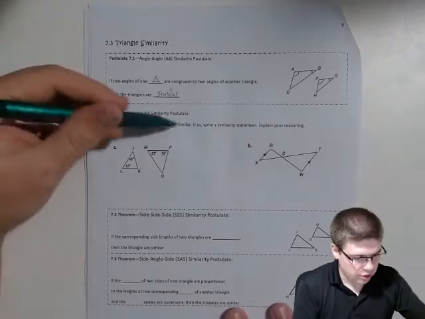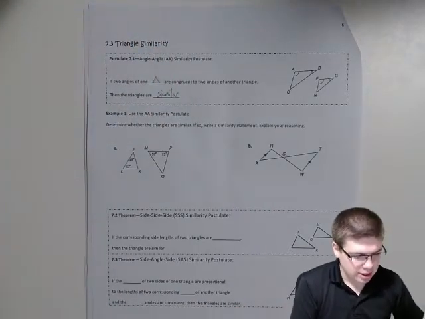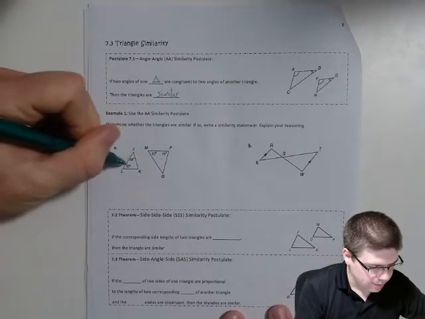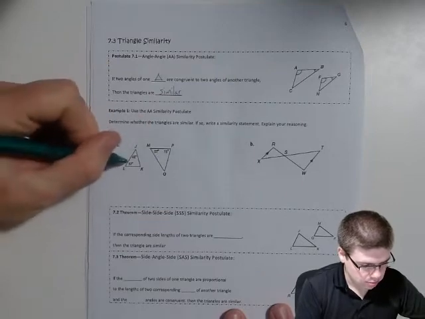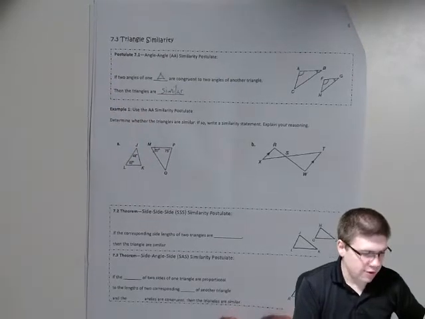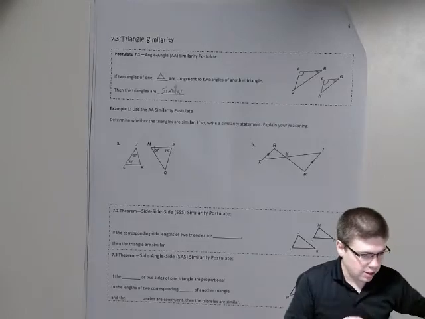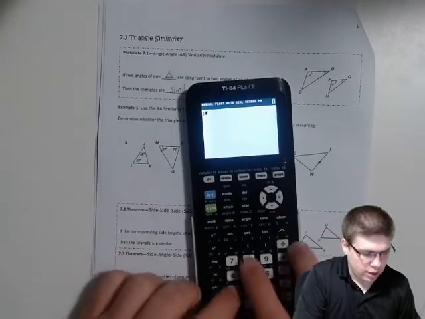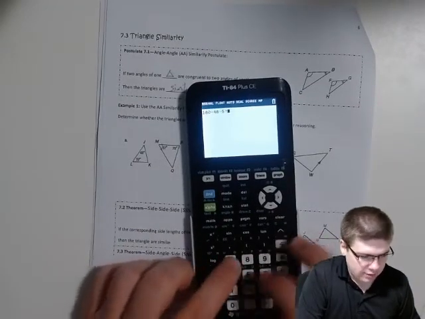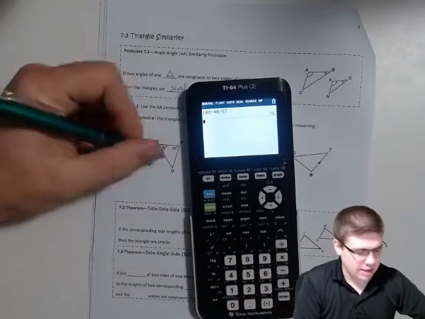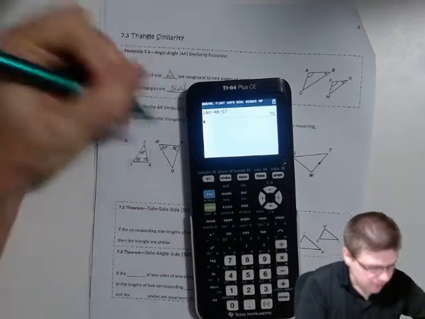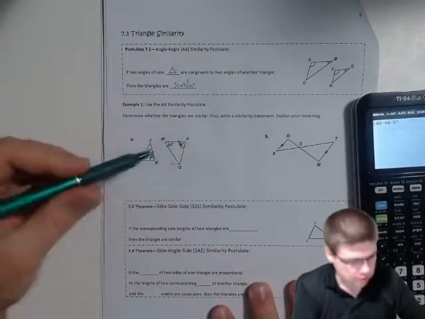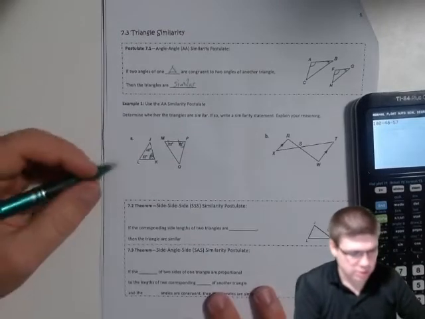So determine whether the triangles are similar. If so, write the similarity statement, explain your reasoning. So here I've got these angles already, 57 and 57, so those are congruent. But I've got 48 and 75. That may seem like no, but let's double check. Let's figure out what that third angle is. If I do 180 minus 48 and 57, it turns out that third angle is 75. So if this is 75, then that's it. We know that these angles are congruent. I could also do 180 minus those two and realize that this one's going to be 48. So yes, these are similar.